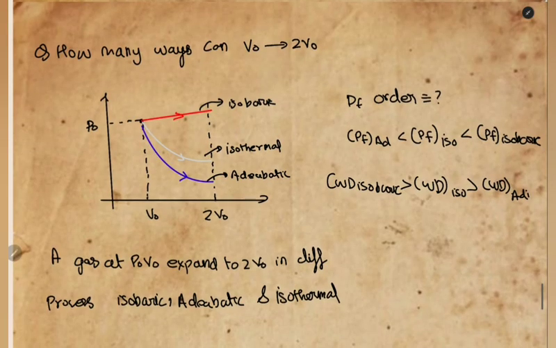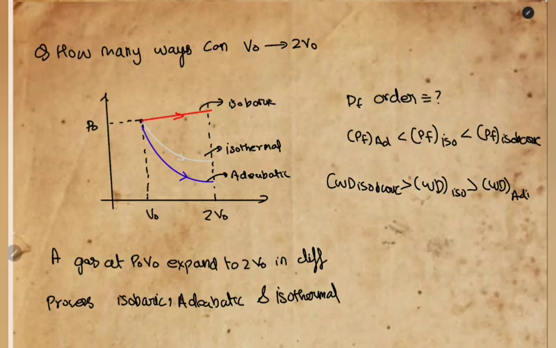So isobaric is going to be a straight, constant graph. Isothermal is the next one, and the most slope will be adiabatic, easy. So work done order will be, this is V, right? Work done order will be decided by which has more area below its curve. So work done by the isobaric will be more than the work done by the isothermal, which will be more than the work done by the adiabatic. This is easy, right?